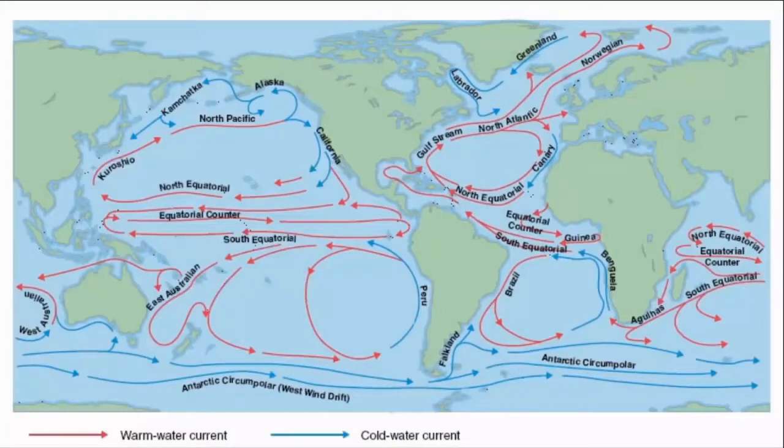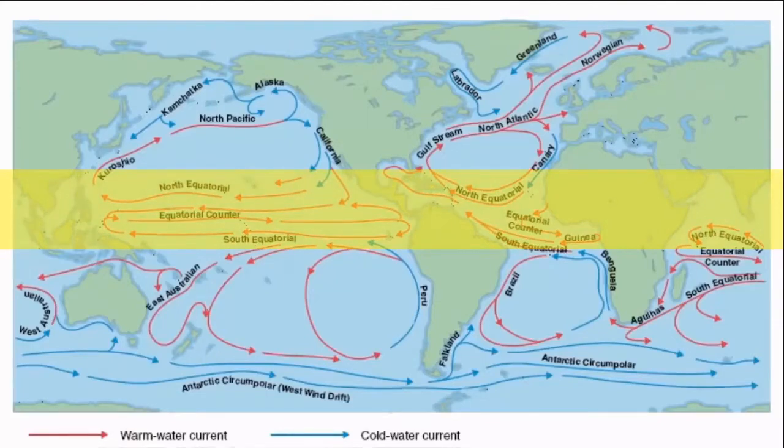You can see them in this picture. The red arrow indicates warm currents and the blue ones are cold currents. If you notice, most of the warm currents are near the equatorial region. That's where the sun rays fall directly and are found in abundance.